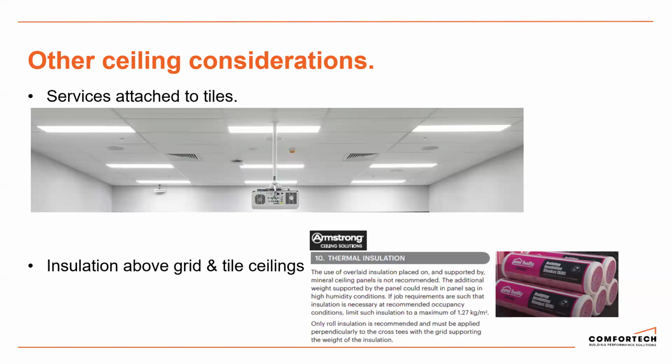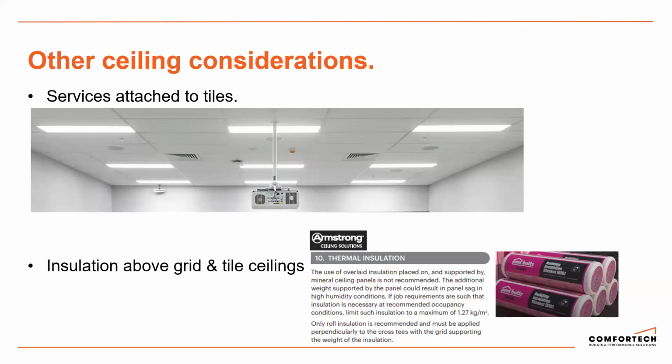Insulation above ceiling grid and tile ceilings. Again, this is something that's often overlooked with changes to H1 and the increased requirement for insulation. We're talking R5, R6, R7 now. That's pretty thick. It's pretty heavy. So it's really important to note that most manufacturers will have a maximum weight limit that the ceiling tiles can withstand in terms of insulation.